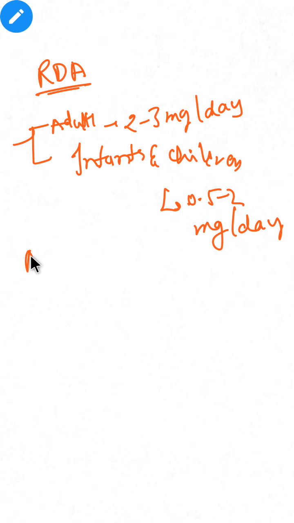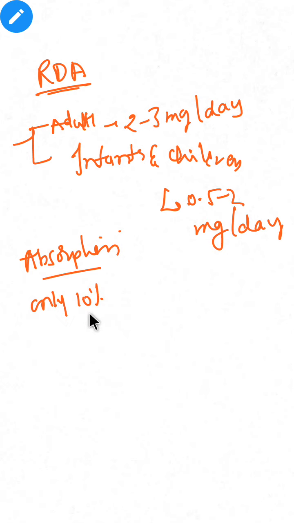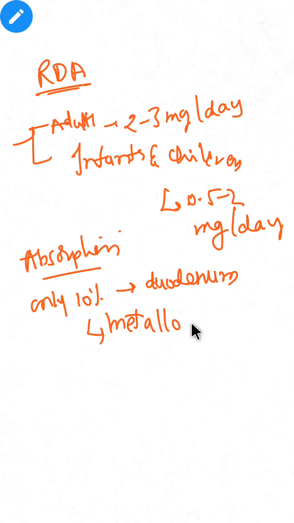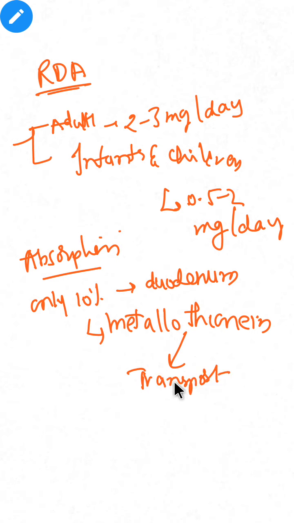Then moving to absorption. Only 10% is absorbed, and this absorption takes place in the duodenum. Metallothionein is a transport protein that facilitates this absorption.